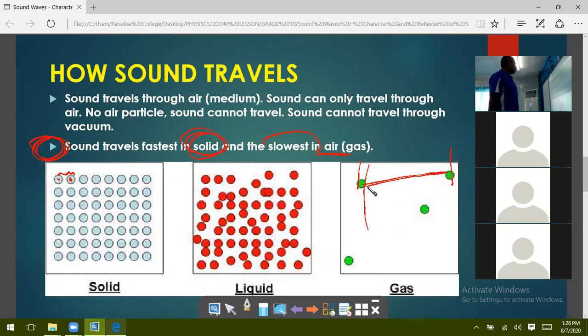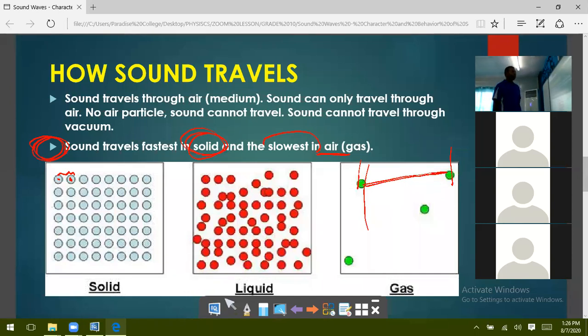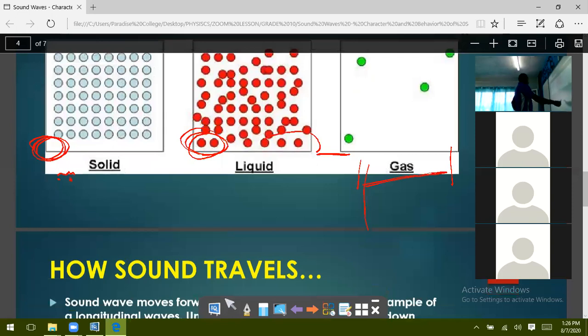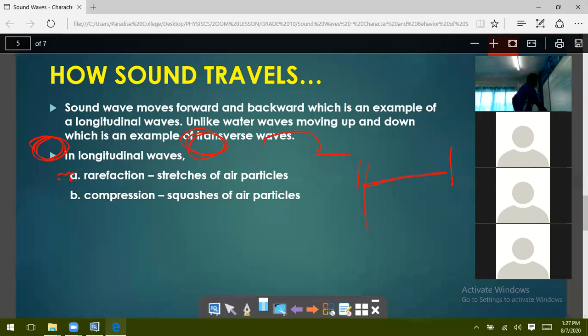That's right. So how does sound travel? Sound definitely needs a medium to travel. A medium could be either solid, liquid, or gas. And once it goes through each one of those mediums, solid is the fastest, gas is the least. I hope this is clear.